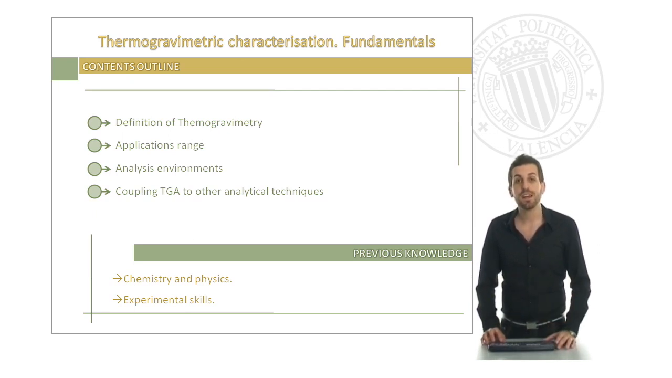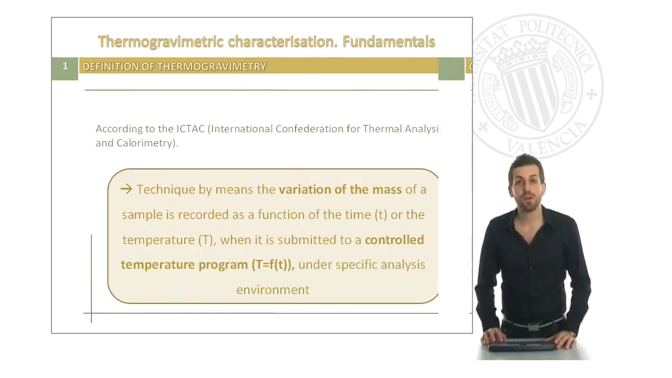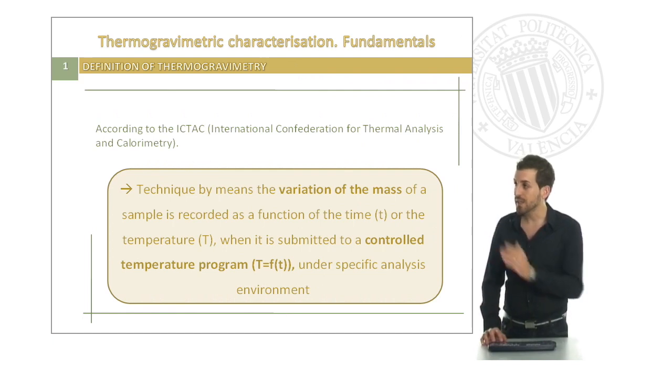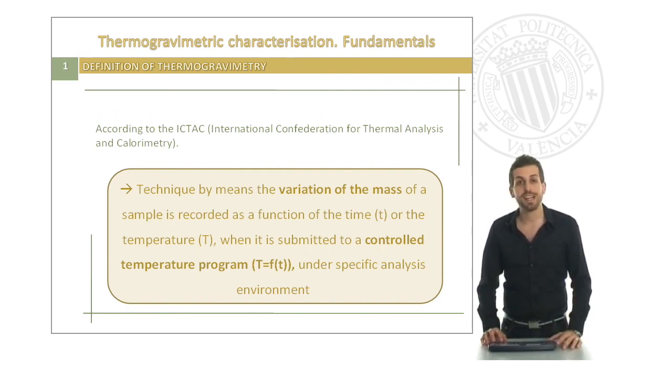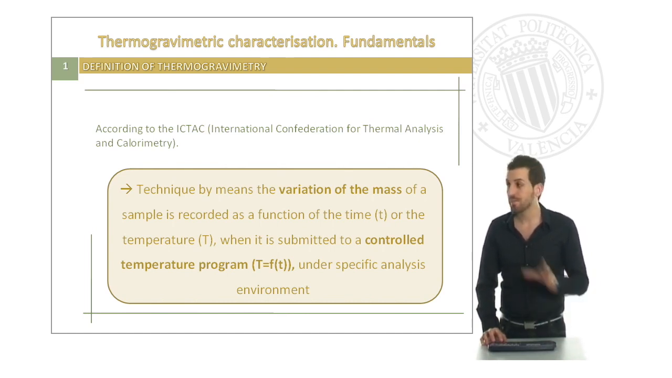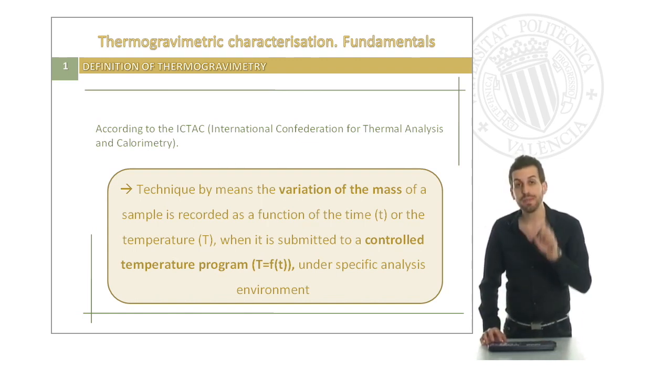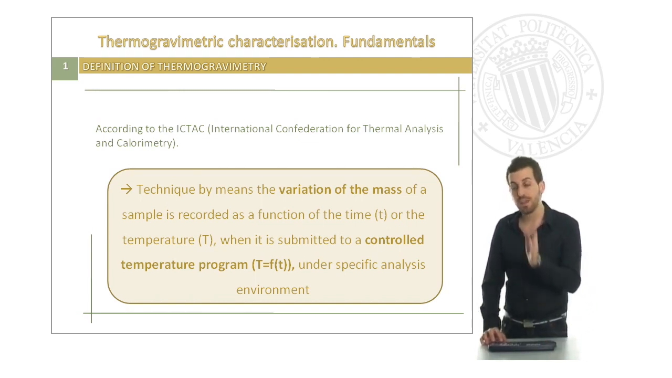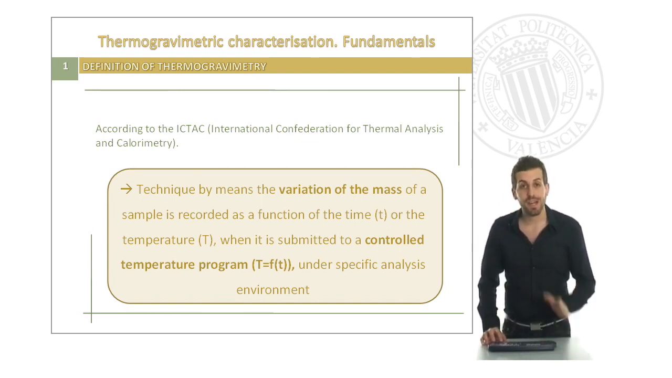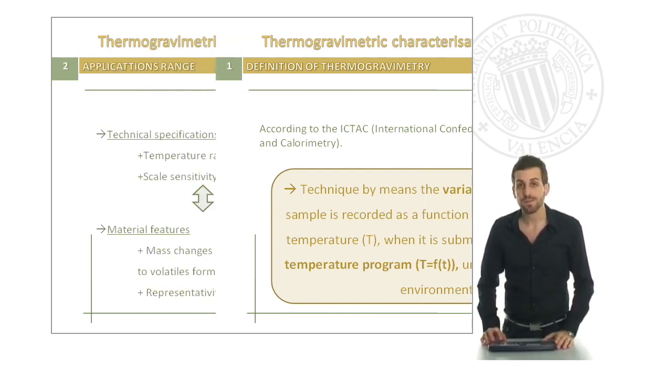Let's start then with the definition of thermogravimetry. According to the International Confederation for Thermal Analysis and Calorimetry, thermogravimetry is a technique in which the variation of mass of a sample is recorded as a function of time as well as temperature when this sample is submitted to a controlled temperature program under a specific analysis environment, as we will further see.